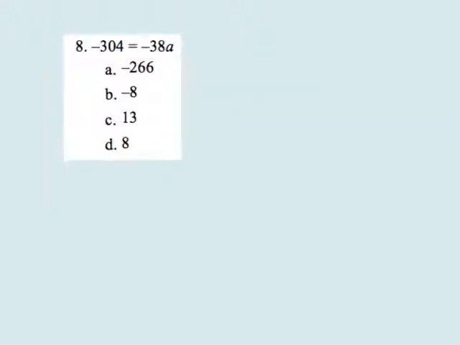Finally, looking at number 8. And I'll be honest, I don't have a calculator sitting right here, and I wish I did because I'm not looking forward to dividing 304 by 38. So I'm going to use a little bit of process here. Oops, it's supposed to be a 38 negative. First off, when I've got two negatives, I know that's going to give me a positive answer. So I know that letter A and letter B are out.